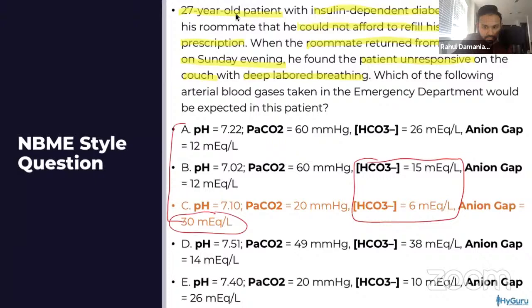Test-taking strategies. That's where I want to really have you focus, because you can get the information from other resources and other places, but I want you to really get good at applying the information.